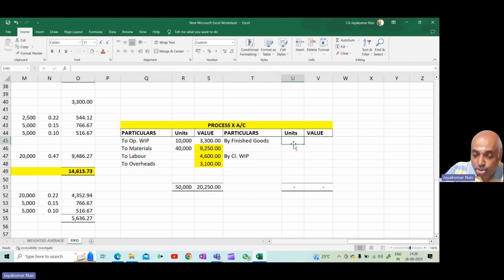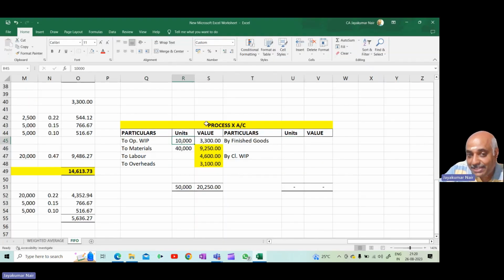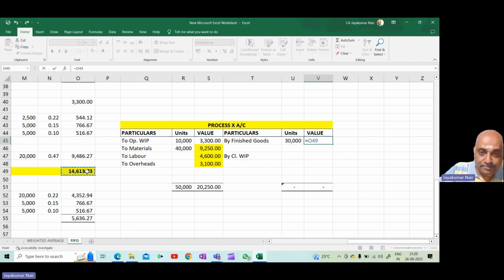Now, value of finished goods. That means how many units you have completed and transferred to the next process. You know it is 30,000. During the period, 30,000 units were completed. That is work in progress we have completed, and then from the units that you have introduced during the period, 20,000 you have completed and transferred to the next process. So 30,000 is the total that you have completed. And what is the value? The value, we have it here.